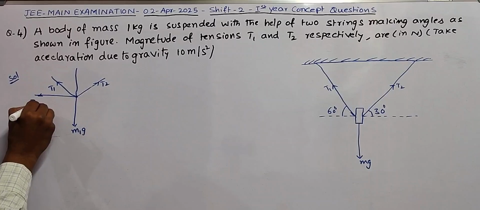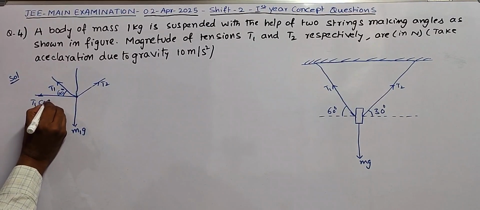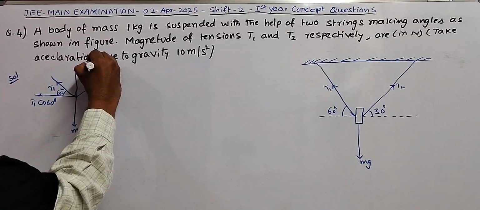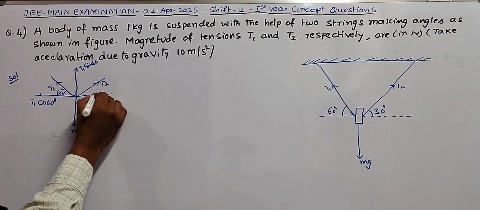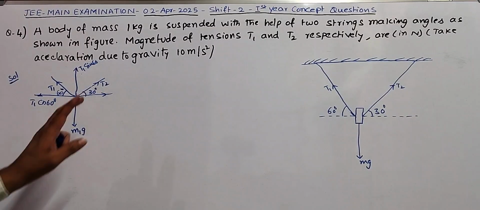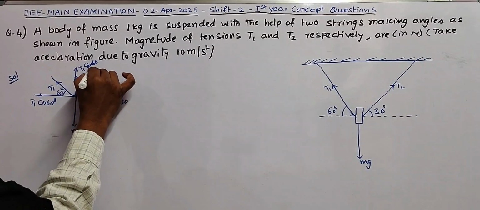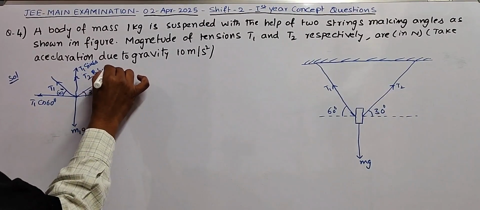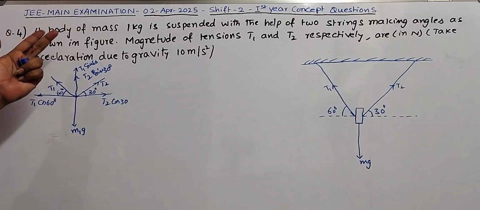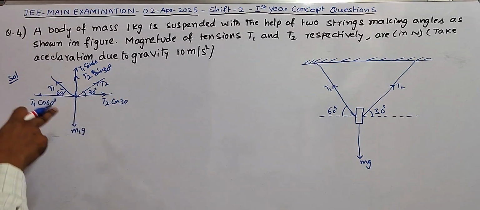For T1, according to the given figure, the angle is 60 degrees, so the horizontal component is T1 cos 60 because it is the adjacent side, and obviously the vertical component is T1 sin 60. Similarly, T2 makes an angle of 30 degrees. This tension is also a force, resolved into two components: T2 cos 30 and T2 sin 30. Because the body is at rest, there is no vertical or horizontal motion. That means the vertical forces balance the downward force, and the horizontal forces balance each other.